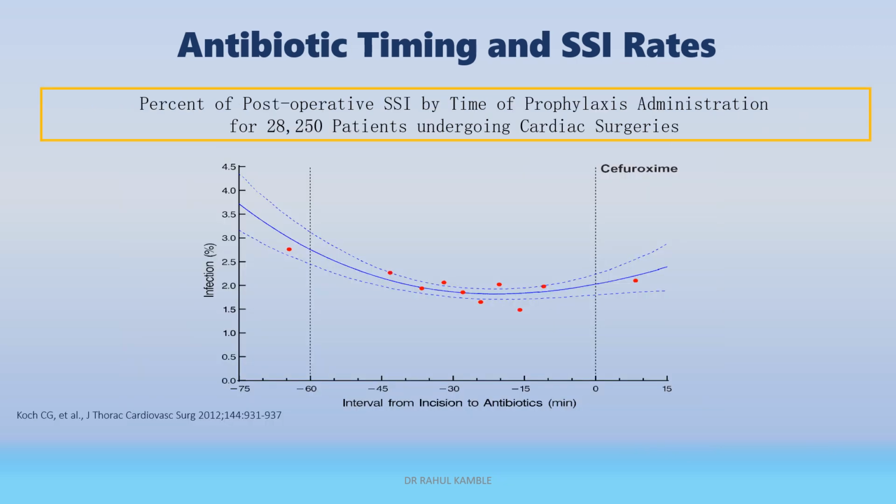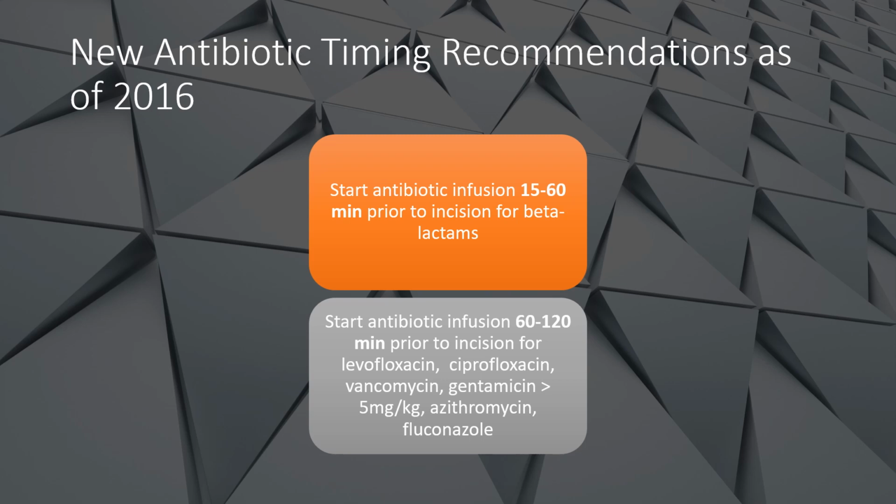The percentage of post-operative surgical site infection by the timing of prophylaxis administration for nearly 28,000 patients who underwent cardiac surgery was studied. It was observed that continuing the surgical prophylaxis post operation had no effect in the prevention of infections. New antibiotic timing recommendations as of 2017 say to start the antibiotic infusion 50 to 60 minutes prior to incision for beta lactams, and to start the antibiotic infusion 60 to 120 minutes prior to incision for agents like vancomycin, gentamicin, ciprofloxacin, levofloxacin, and azithromycin.